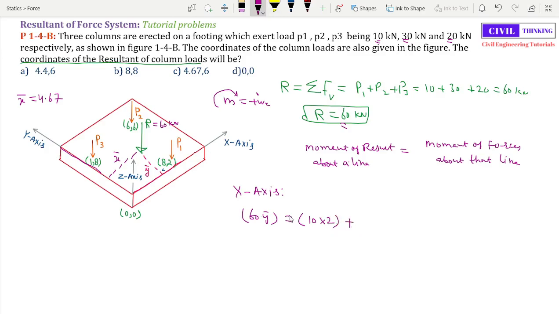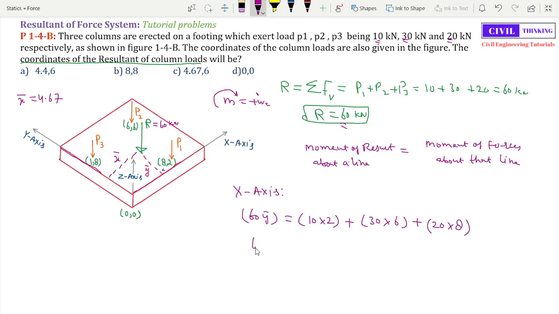plus, now let's assume all of these forces are exerting clockwise moments. Basically, if we look from here they are exerting anti-clockwise moments, but all of them are exerting anti-clockwise moments, so they will cancel out. We can just write positive values, it doesn't matter. Now p2 is 30. How far is p2 from the x-axis? It is 6, plus, now p3 is 20, multiplied by how far p3 is normally from the x-axis. It is 8, multiplied by 8.